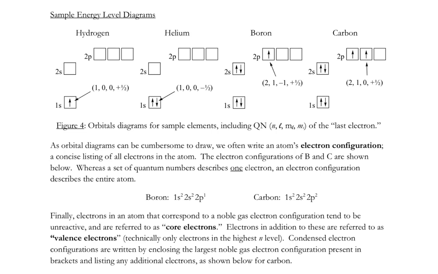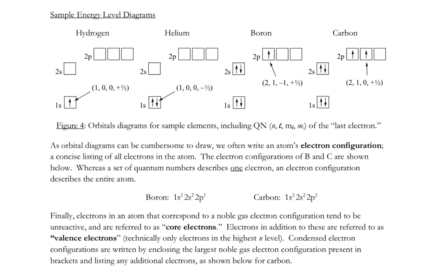Carbon, its core electrons are the 2 1s electrons, so there's 2 of them, and the valence electrons are the ones in the n=2 shell, and there are 4 of them. So carbon has 4 valence electrons.